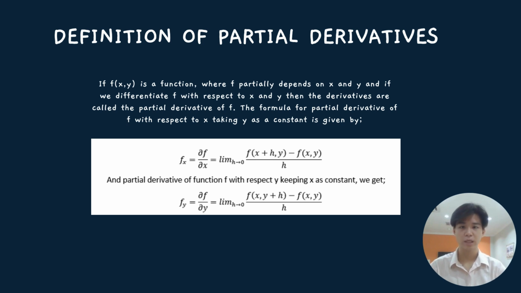Definition of partial derivatives. If f with variables x, y is a function where f partially depends on x and y, and if we differentiate f with respect to x and y, then the derivatives are called the partial derivatives of f. The formula for the partial derivative of f with respect to x, taking y as a constant, is given below. And here we also show the partial derivative of function f with respect to y, keeping x as constant.